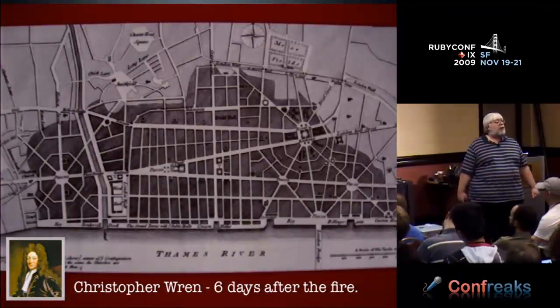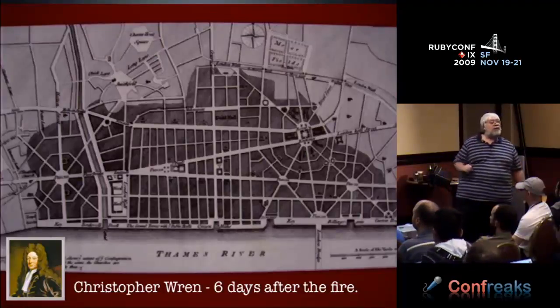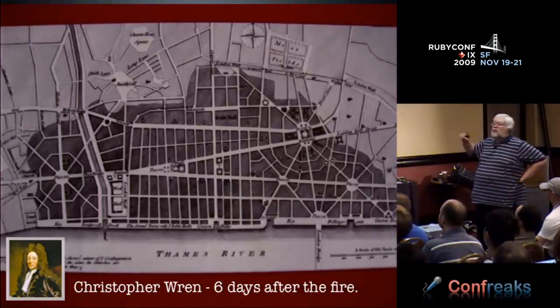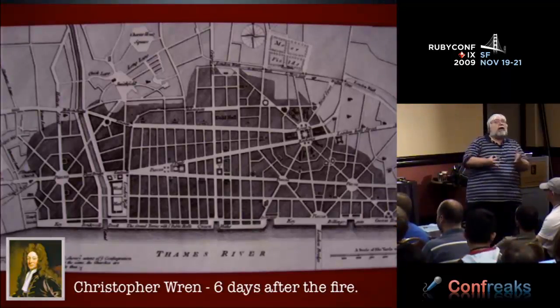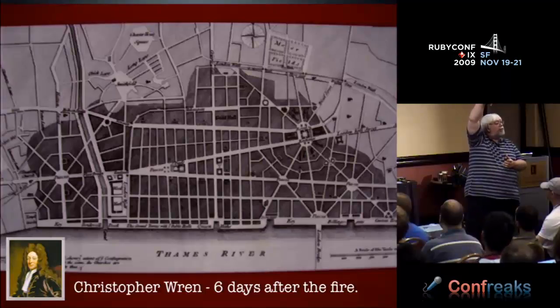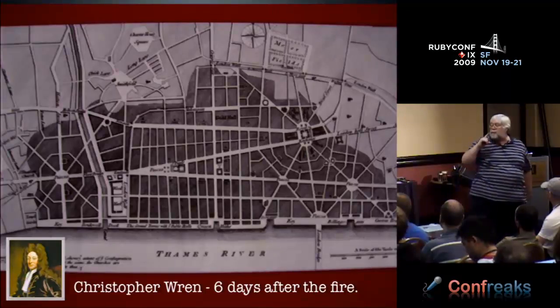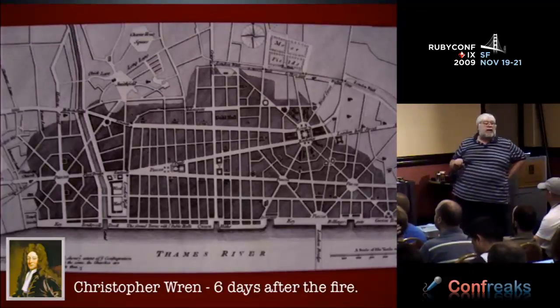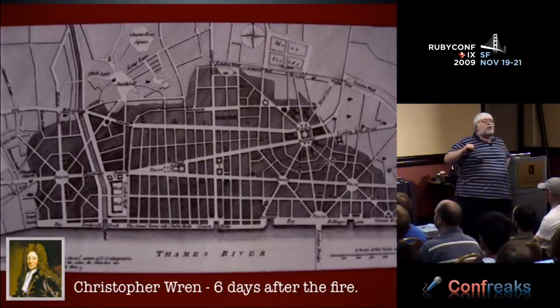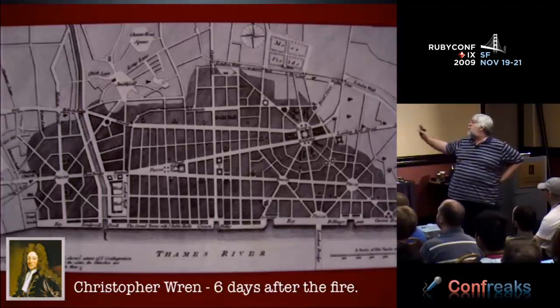6 days after the fire was out, people were already designing the new London. Christopher Wren, you might have heard of him. He had something to do with the dome at St. Paul's Cathedral. He also designed that monument with the gold ball on top that commemorated the fire. So he is a great architect. 6 days after the fire, he submitted to the king a plan to rebuild London. And this was his plan.